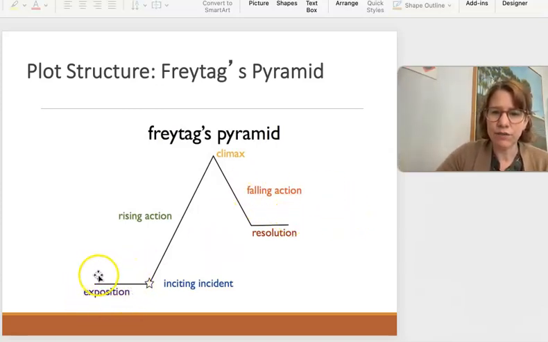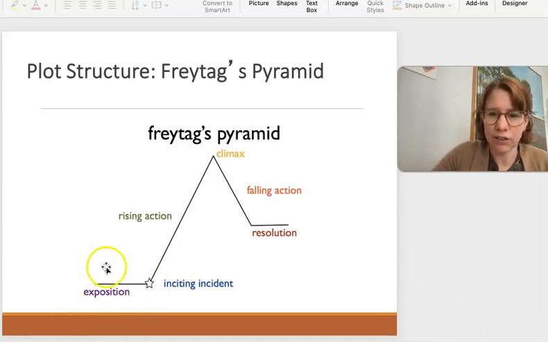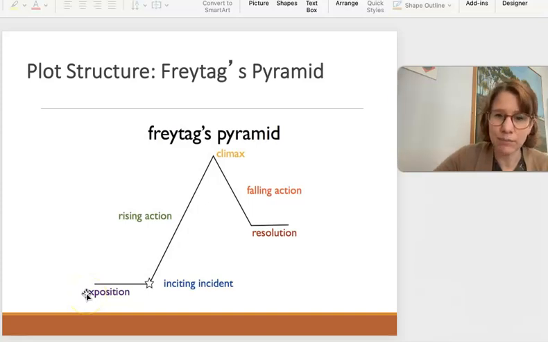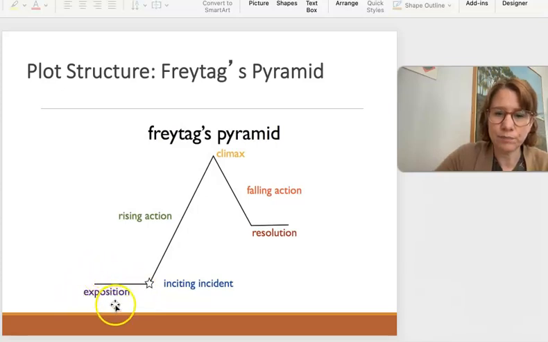The exposition refers to all of the basic explanation of who the characters are, where the story is set, the time and place. It sets up the basic information, the background story of the characters, and all the information we need to know in order to understand what's happening in the story. Things like who the character is, what their name is, what their relationships are, what their life is like up to this point, and any other background information we need to know about them is the exposition.